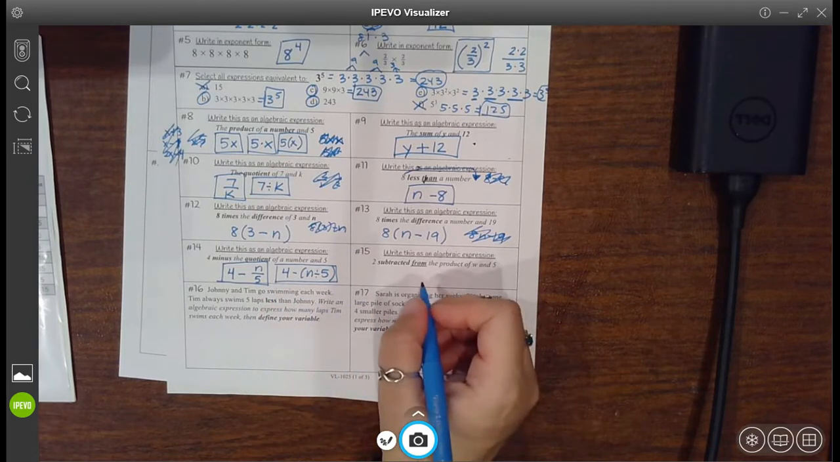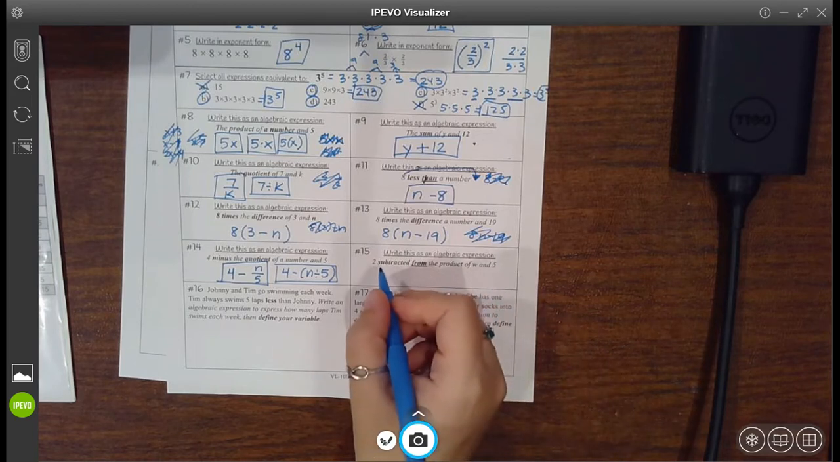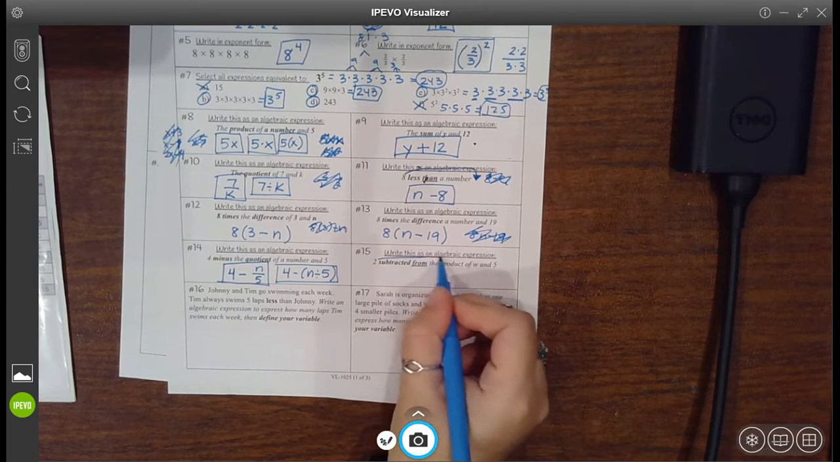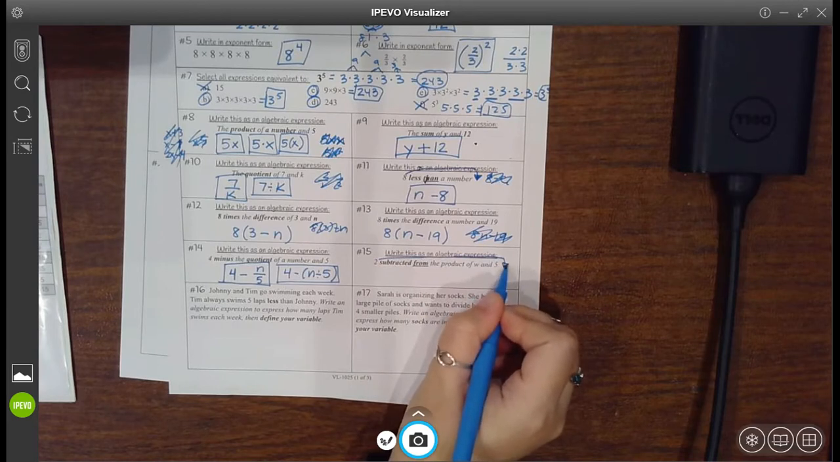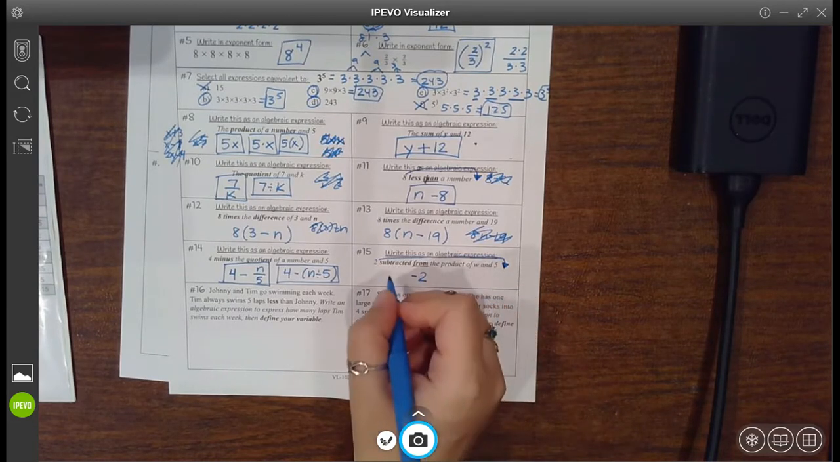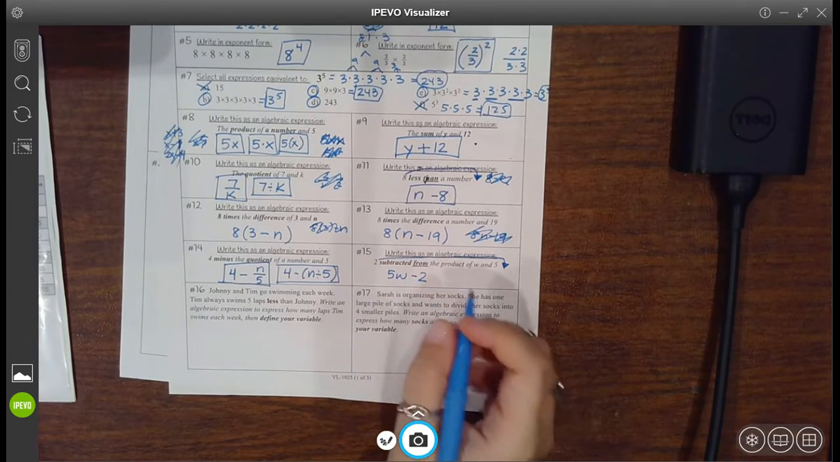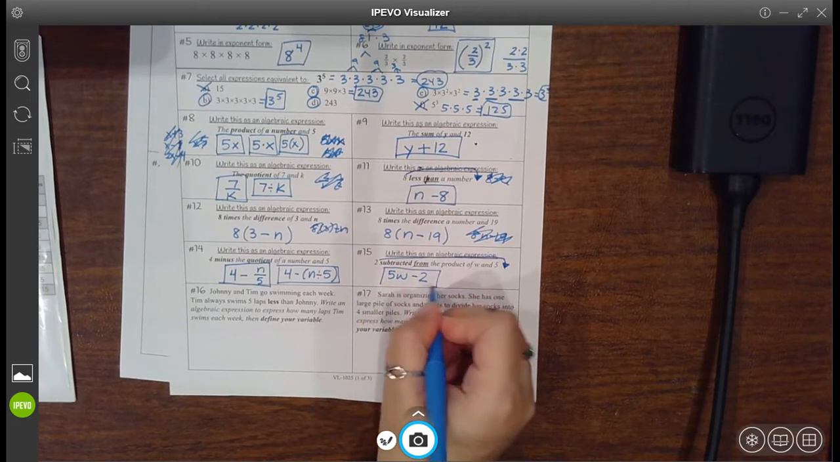All right, go ahead and try this one. Okay, you're back with us. It said 2 subtracted from, so that means I'm moving it to the back. And what am I subtracting 2 from? I'm subtracting it from the product of 5 and w. Okay, so 5w minus 2. And that's it.